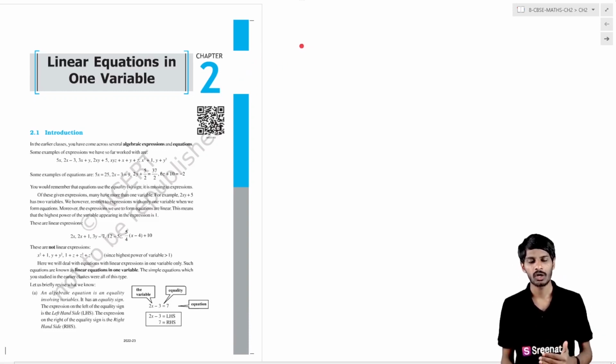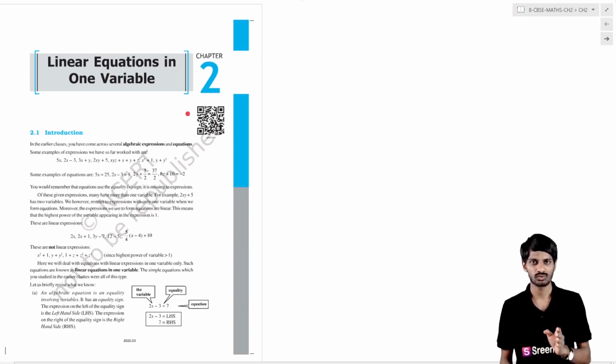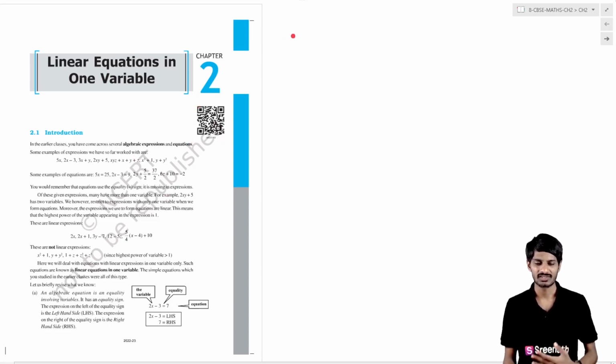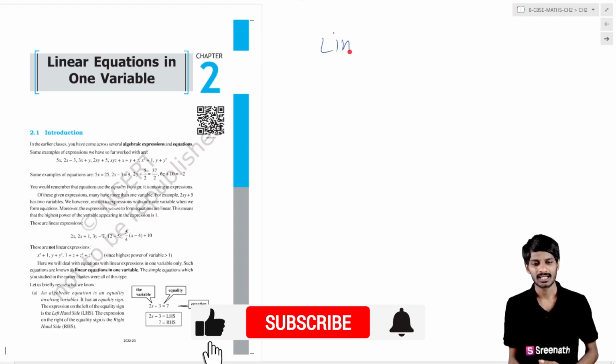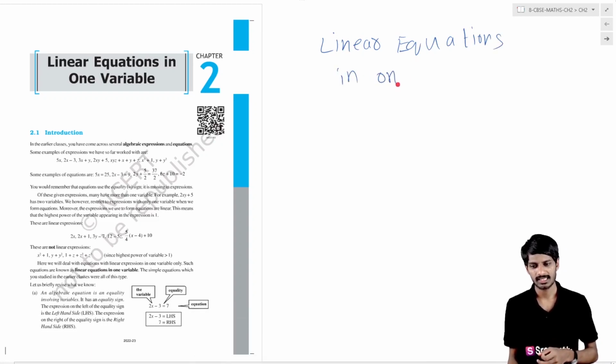Okay students, now we are going to have an overview of the whole chapter. After that, we will discuss each topic in detail. After that, we will have the summary of the whole chapter. This is the procedure of this video. So what is the chapter name? That is linear equations in one variable. This is our chapter name.